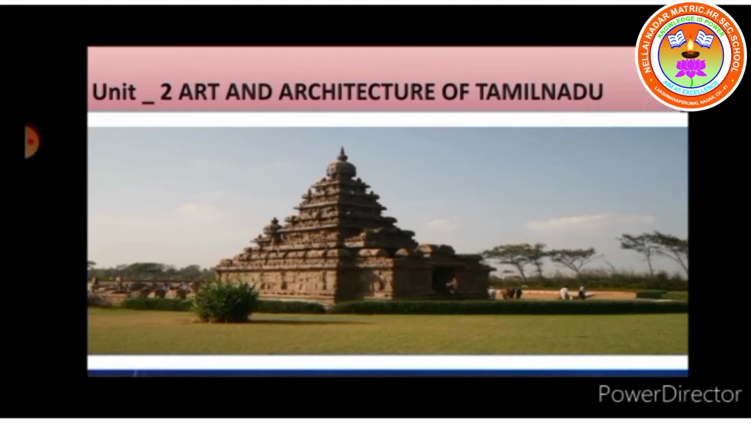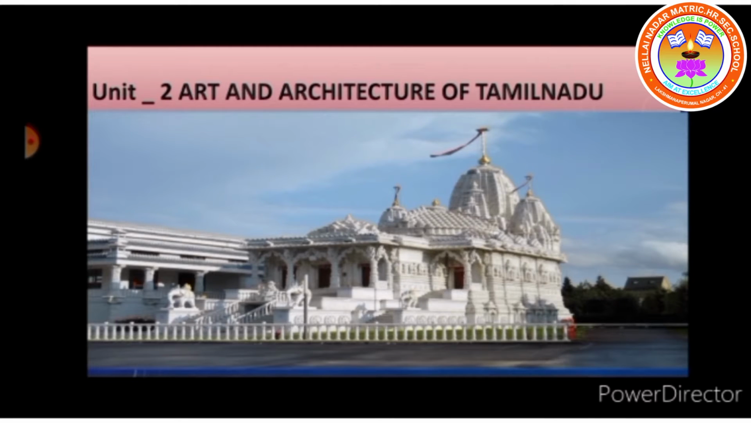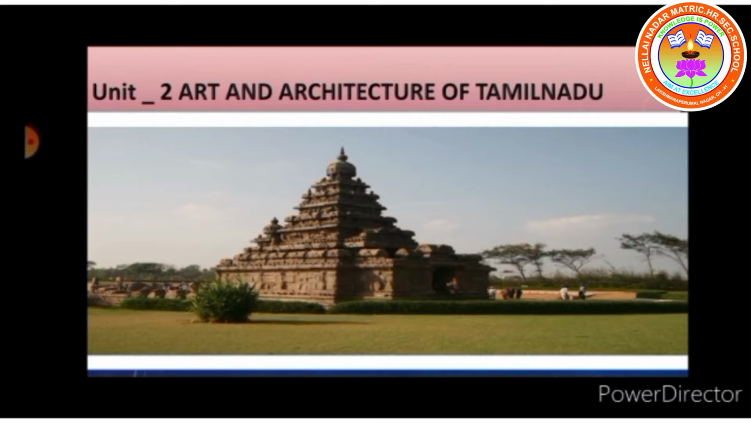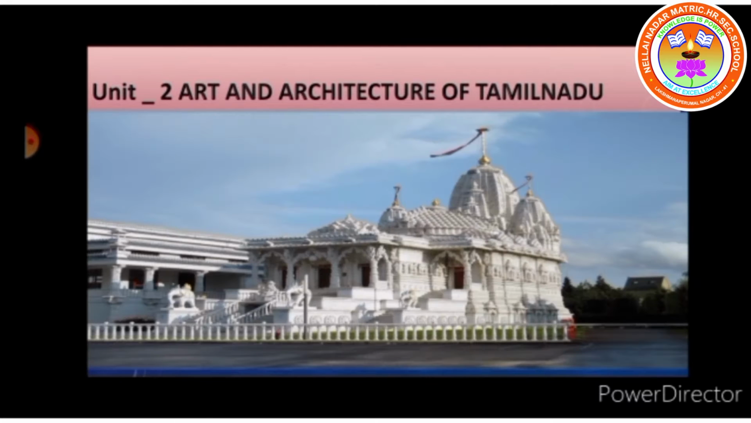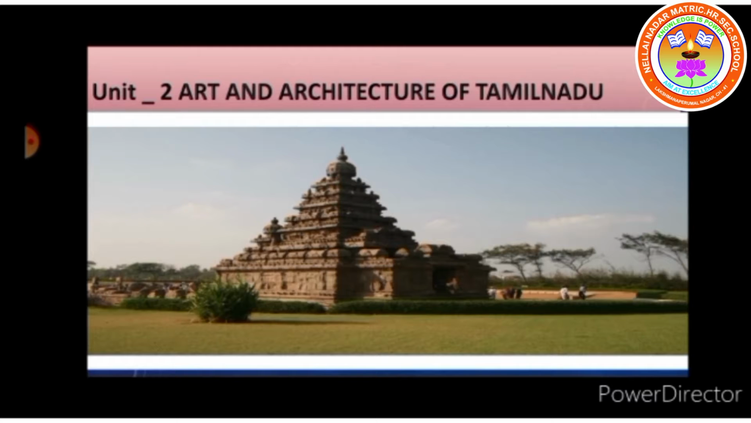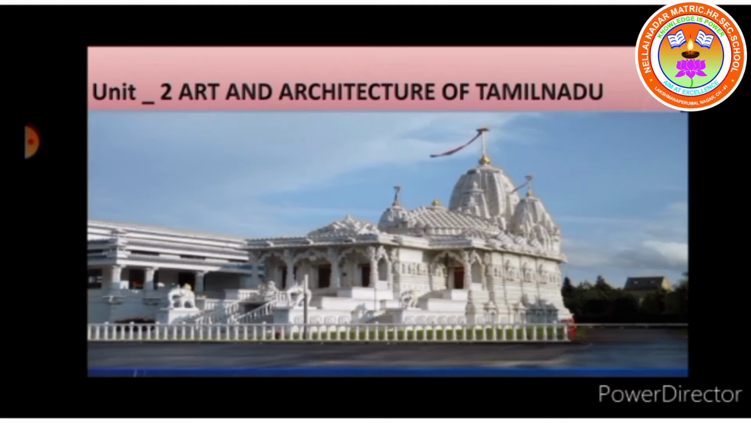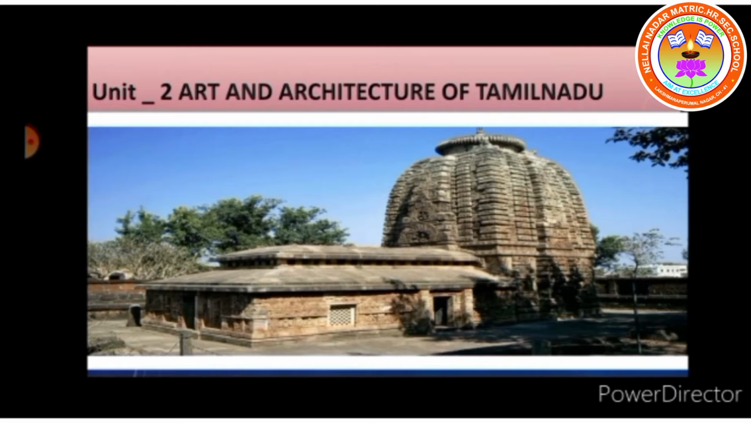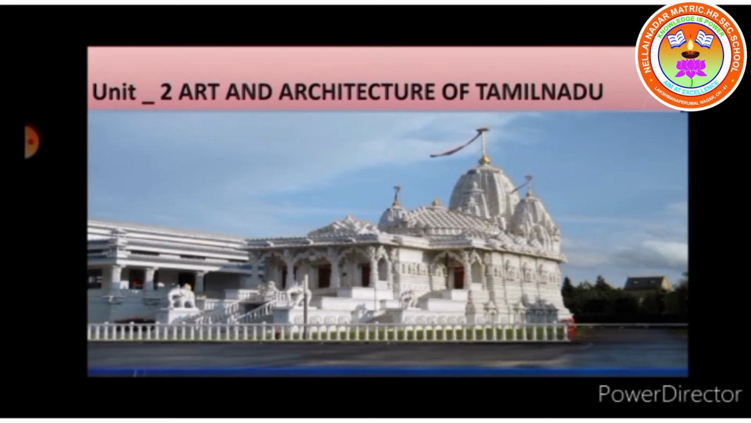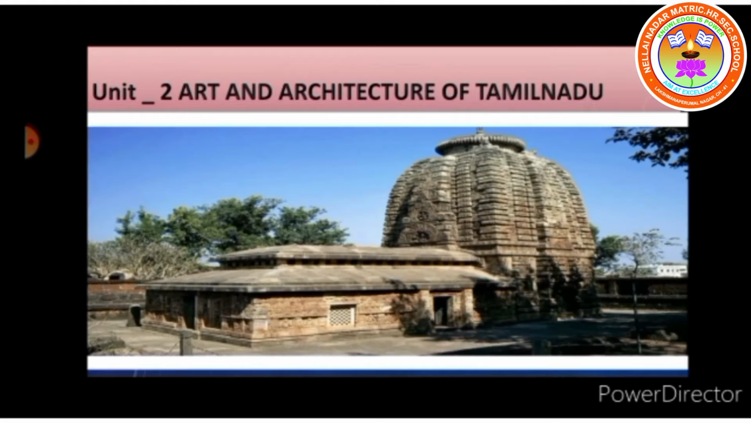In Tamil Nadu, the evolution of temple architecture took place in 5 stages. The Pallava epoch, early Chola epoch. Epoch means period. Okay, the Pallava period, early Chola period, later Chola period, Vijayanagara and Nayak period, modern period. Okay, these are the 5 stages.